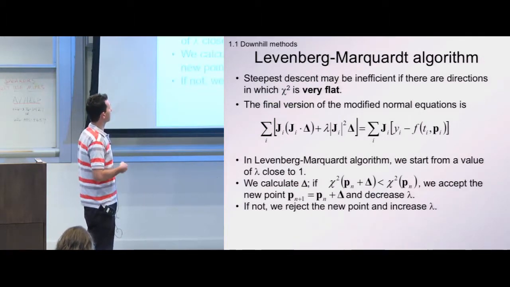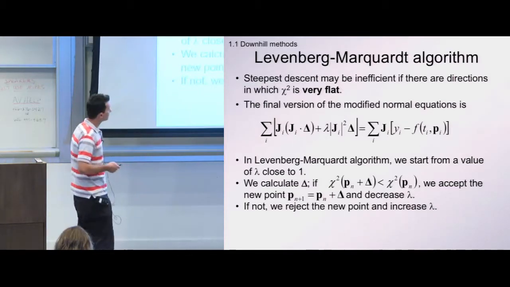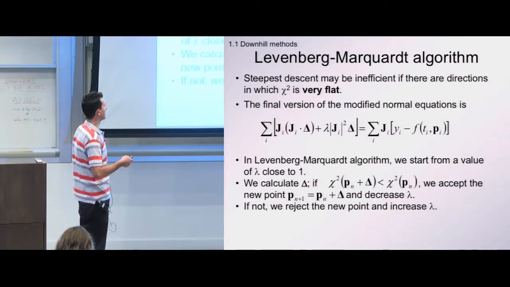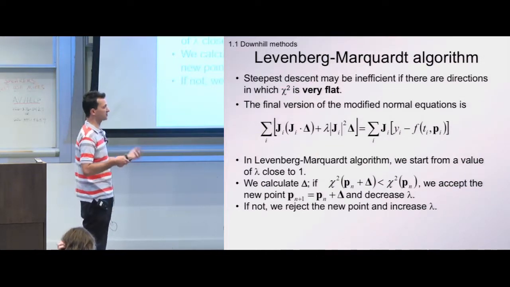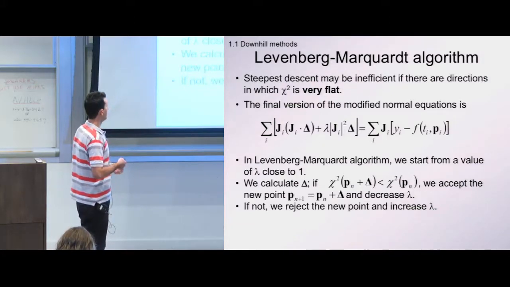In the end, the Levenberg-Marquardt method is one of the best methods we have for minimization after all. So it proceeds like that. You start from an initial value of lambda close to 1, and then you calculate delta in your first attempt. If you get an improvement in your chi-square, you accept the new point and decrease lambda, because it means that you are close to the minimum, so you can go to the Gauss-Newton method. If the chi-square is not improved, then we reject the new point and increase lambda.